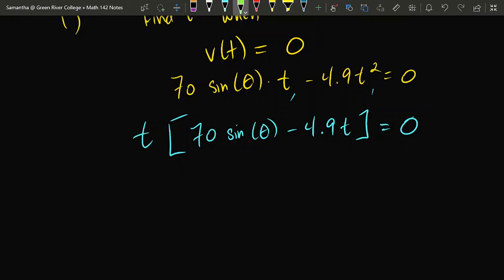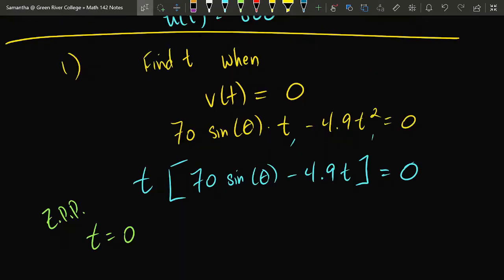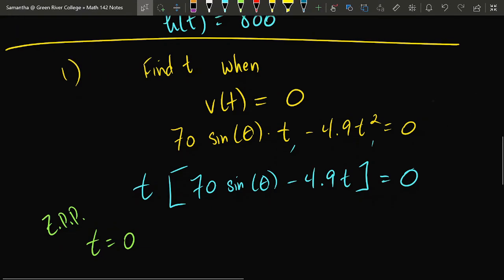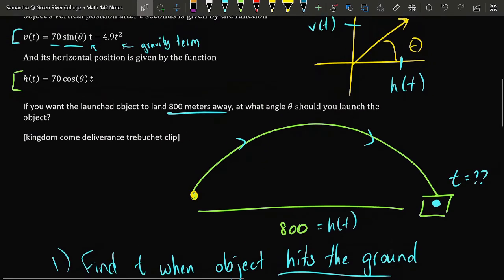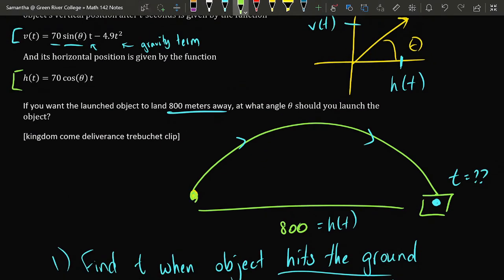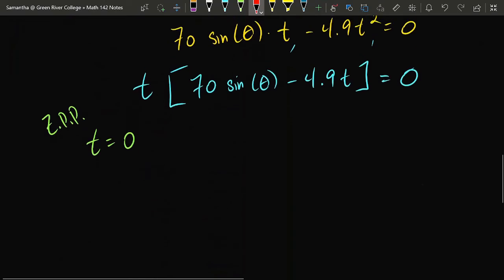Now, based on the zero product property, there are two possibilities. One is that t itself is equal to 0, but this answer isn't useful for our purposes right now. T equals 0 would be when the object was first launched, so it's not helping me to figure out when the object is intended to hit its target 800 meters away. Not useful.